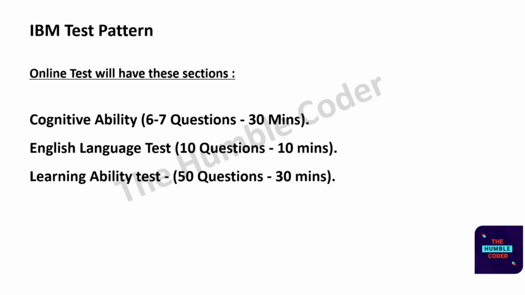Now the main thing to note is that we have seen that the online test will have all these rounds, right? But recently, in the test pattern that students are getting, they are only getting one single coding question, and they have to solve that coding question. They are not getting any other parts. That is, they are not even getting the MCQs, or the questions from cognitive ability or learning ability. So it totally depends on the company how they want to schedule your test.